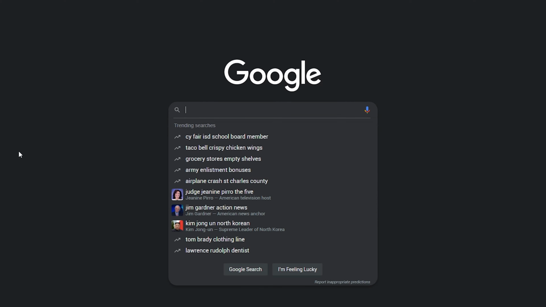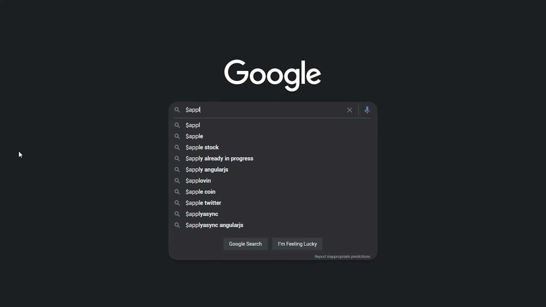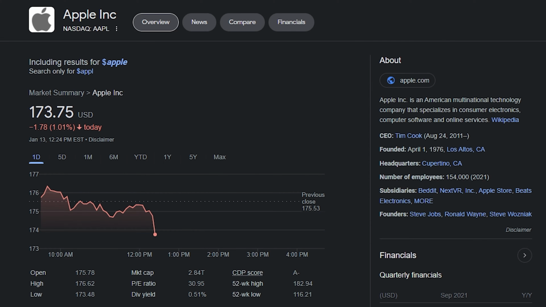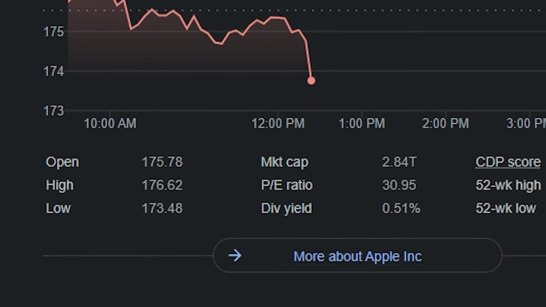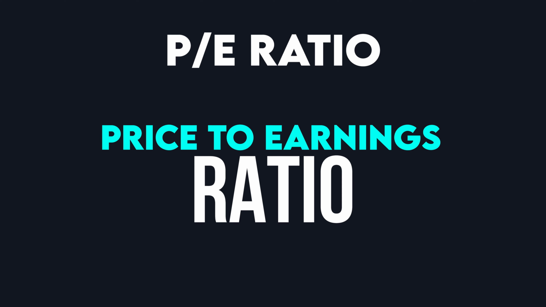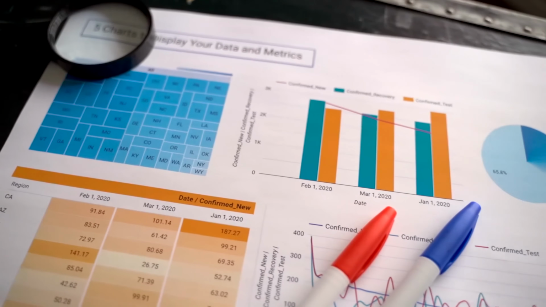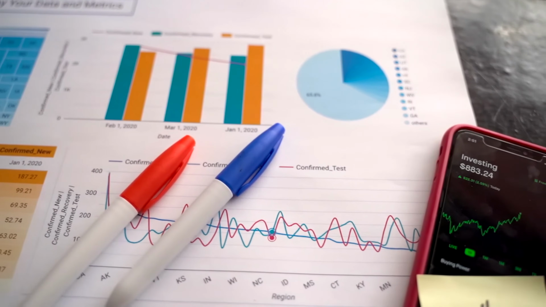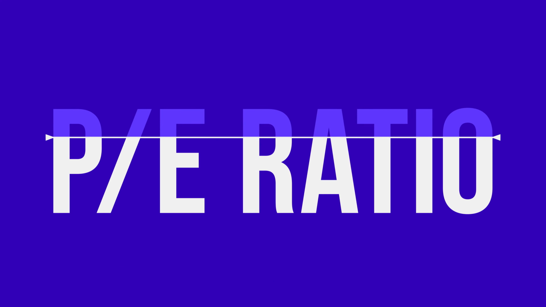Whenever you type a certain ticker symbol in on Google, like Apple for instance, it's going to give you a bunch of key metrics for that ticker symbol, like the open, the high, the low, and the dividend yield. But what we're going to be specifically looking at is the PE ratio. The PE ratio stands for the price to earnings ratio. It's heavily used by investors and analysts because of the great value it can present. It's usually used in most cases to see if a company is overvalued or undervalued.